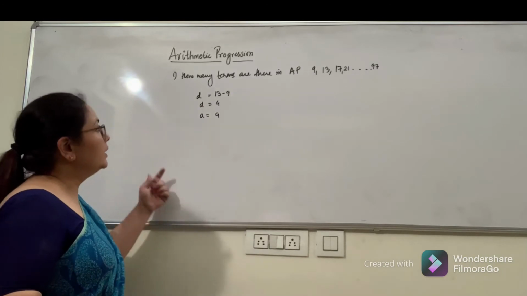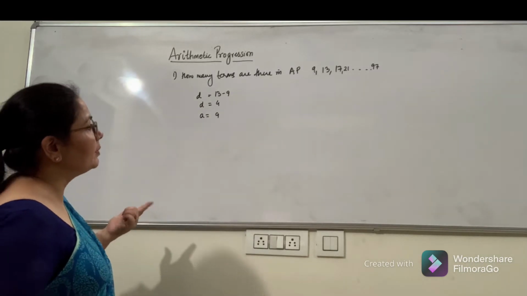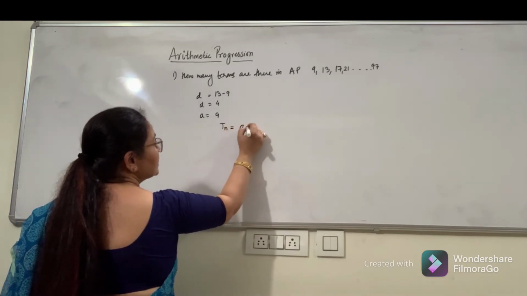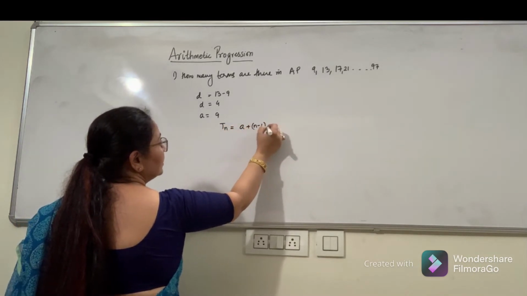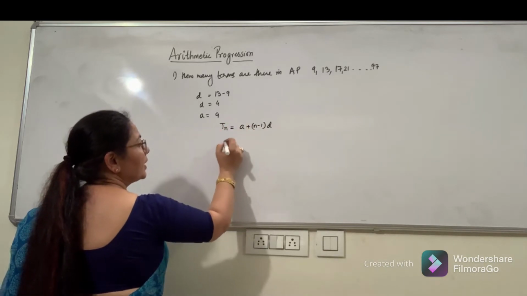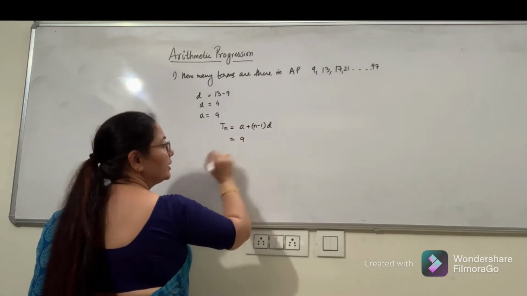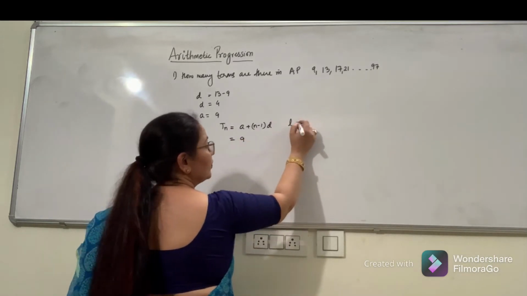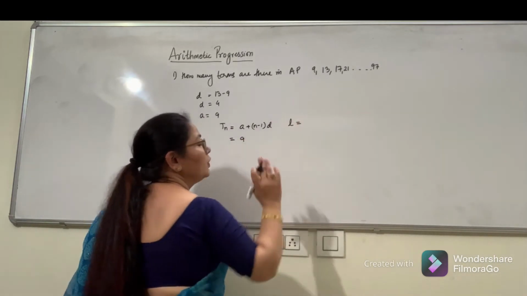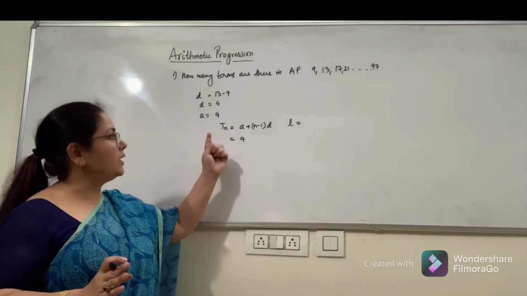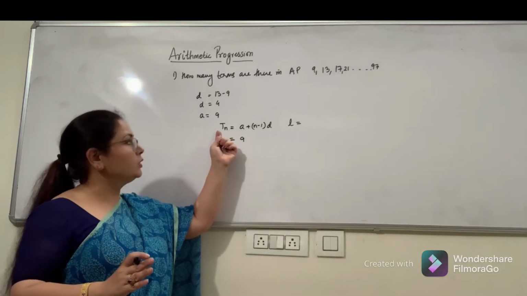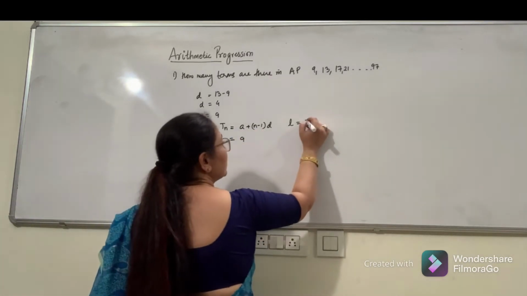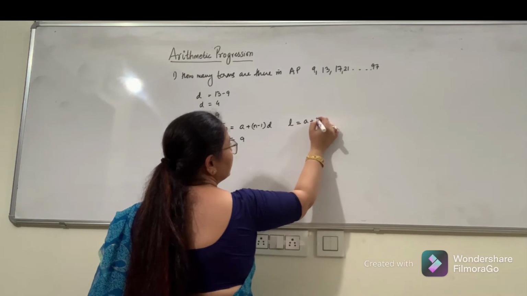Then, how many terms are there in the AP? What is the formula of the nth term? Tn is equal to A plus (n minus 1)D. A is 9, and in place of Tn we can also write L, because this is the formula of the last term also. If we know the last term of a series, we can write L here. I told you in the previous video that L is equal to A plus (n minus 1)D, same formula.